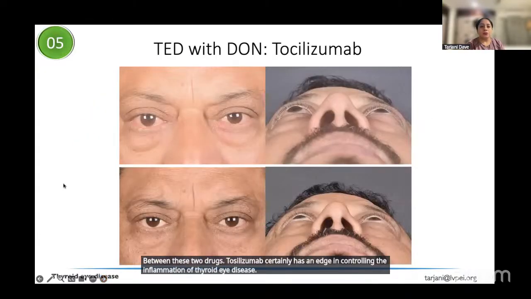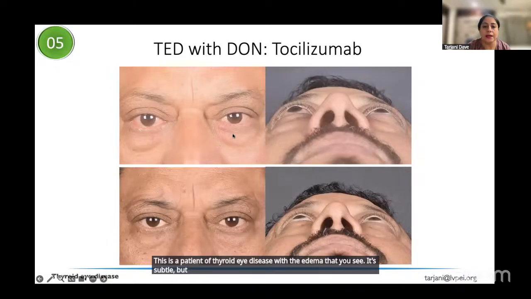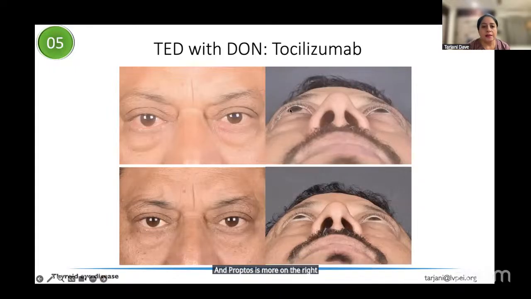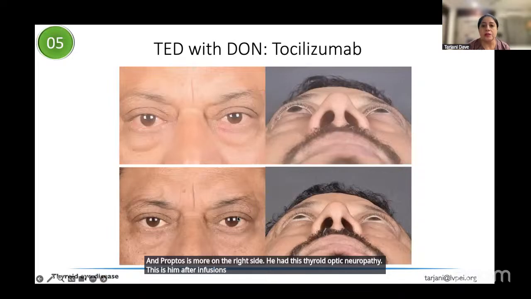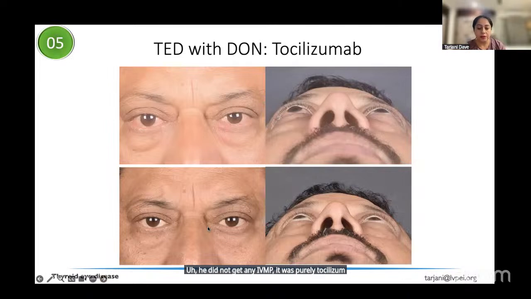This is a patient of thyroid eye disease with the edema that you see. It's subtle, but you certainly can see eyelid edema, a little bit of chemosis and congestion and proptosis more on the right side. He had dysthyroid optic neuropathy. This is him after infusions of tocilizumab. He did not get any IVMP. It was purely tocilizumab that he received.